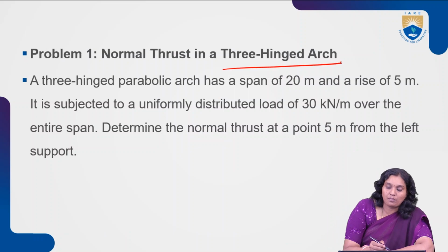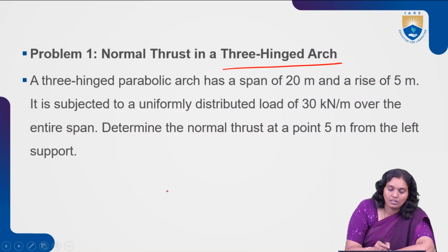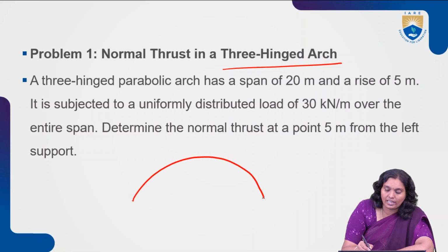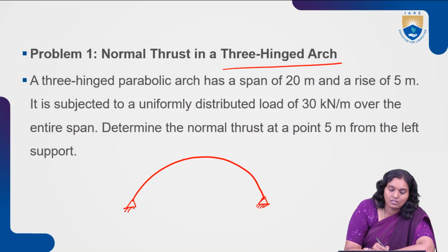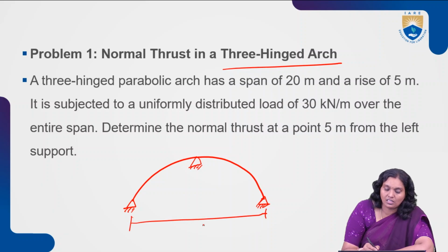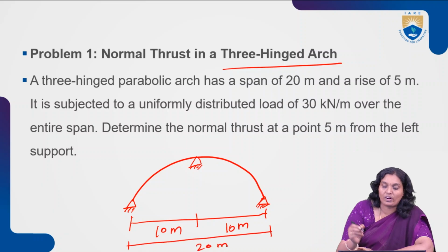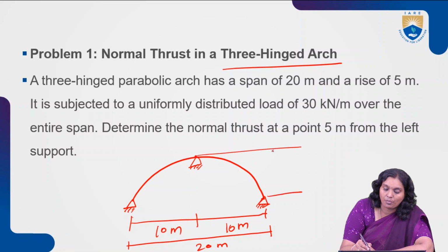So a three hinged parabolic arch we are considering, that is equal to three hinged: two hinges at the supports, third hinge at the crown. From here to here is 10 meters, 10 meters in total. The span between these two is equal to 20 meters. The rise from the crown to the support points at the base is equal to 5 meters.